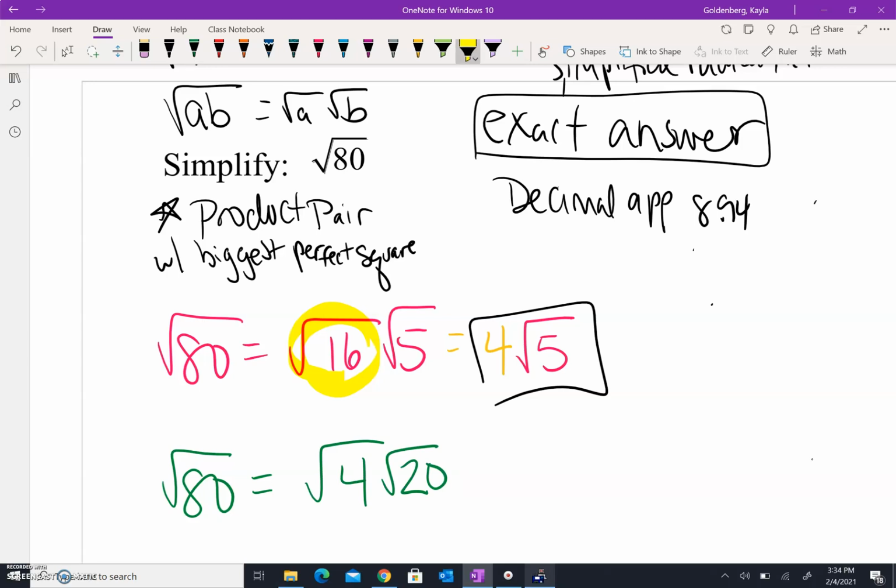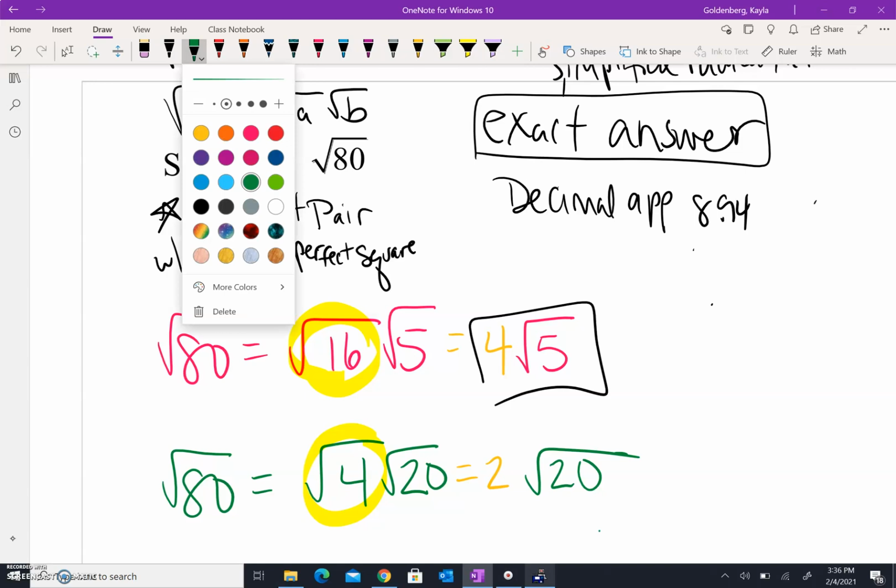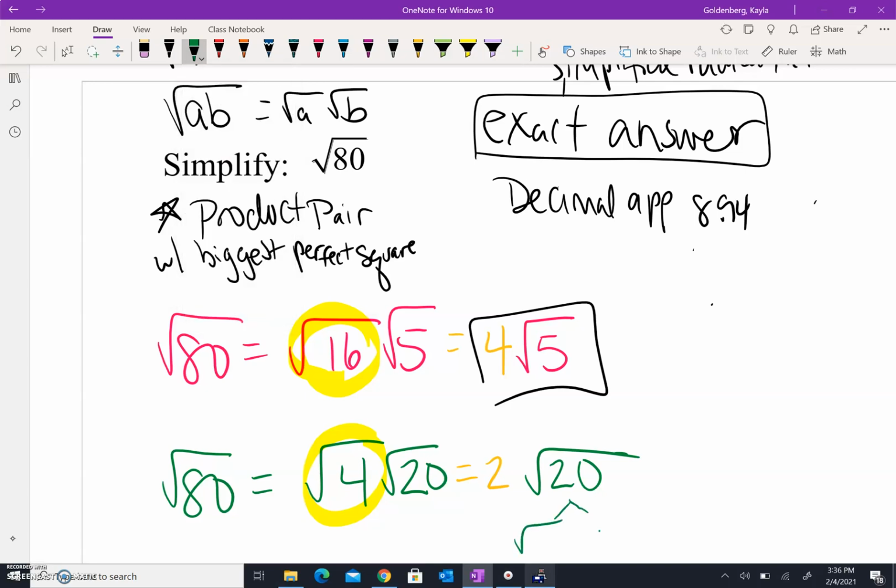A lot of students will jump to a 4 with this one, right? Because with 80, it's a lot easier to see a 4 fitting in than a 16. So I could say the square root of 4 is 2, and then 2 times the square root of 20. And then it has an extra step compared to the original one, because you would have to then break down the square root of 20 into a square root of 4 times the square root of 5. So this is going to turn into 2 times root 4 times root 5.